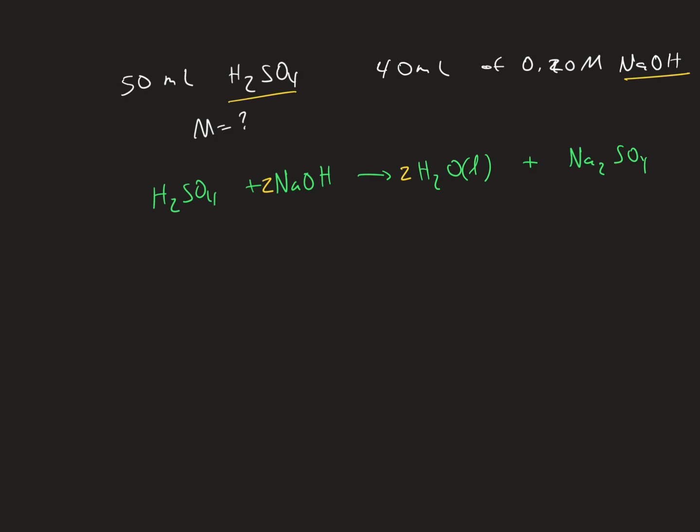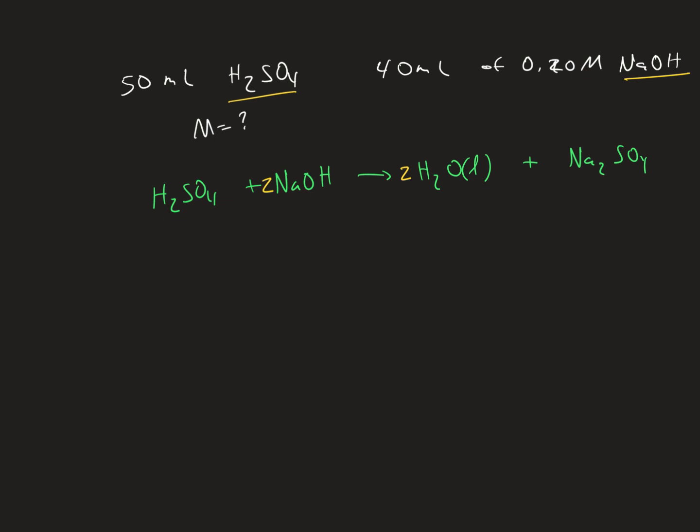Now we have this substance and this substance. You can kind of separate them, the quantities you know about each substance. Start with the substance you know most about. We do know 50 milliliters of H2SO4, but we don't know its molarity. If we're looking for molarity, that is moles over liters. We can have liters pretty quickly, right? So we just need moles of H2SO4 and we got it. Does that make sense to everybody?